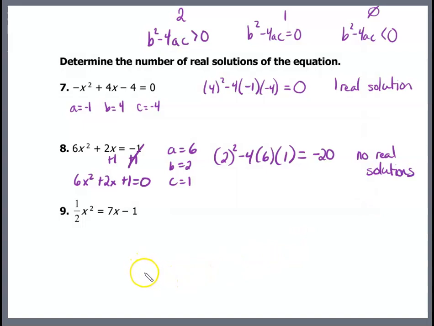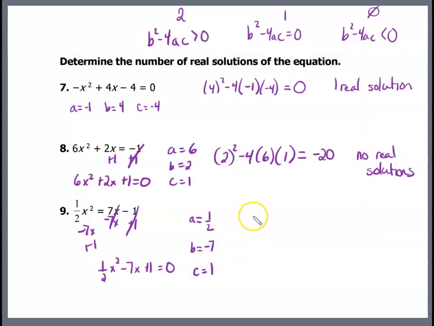And for this last problem, it is once again not in standard form. So I'm going to subtract the 7x and add the 1. So that's going to get me half x squared minus 7x plus 1 equals 0. So my a value is half, my b value is negative 7, and my c value is 1. So we have b squared minus 4ac. Once again, I type that in my calculator, I get 47, and since it is positive, it means there are two real solutions.